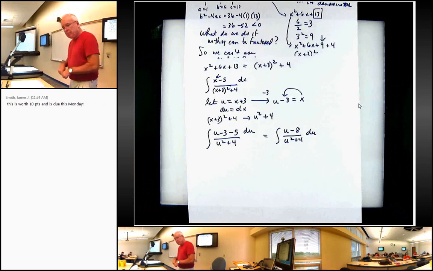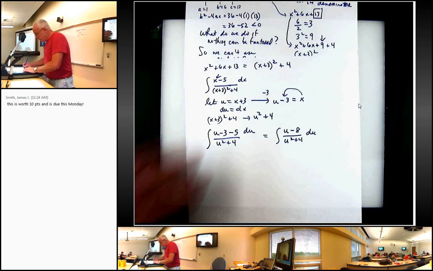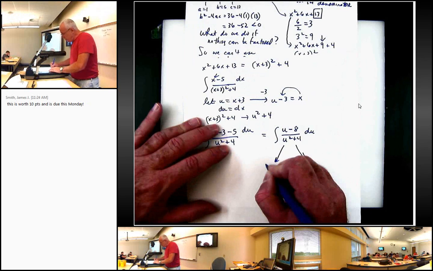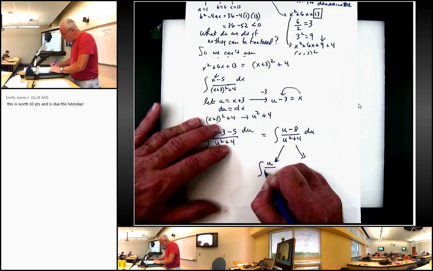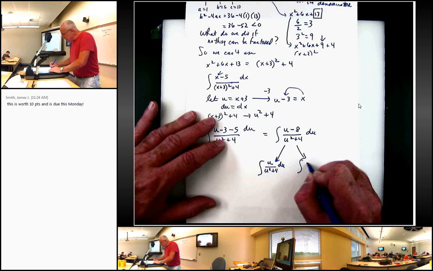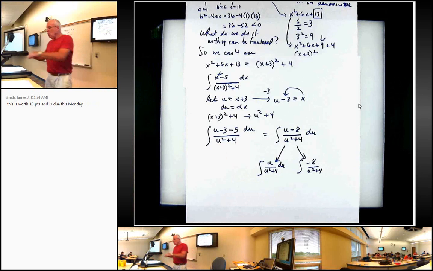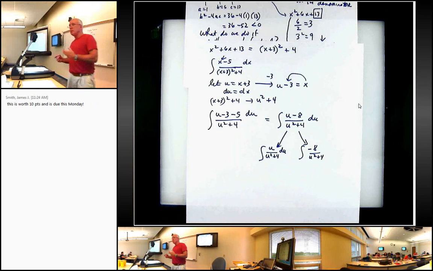Okay. What do I want to do to this before I start attacking it? What do I really want to do first? I have 2 terms in the numerator. Split it up. Here and here. My first term, I'm going to split it up as u over u squared plus 4 du. And then I'll split it up into negative 8 over u squared plus 4. All right. With my first one, I can do another substitution.